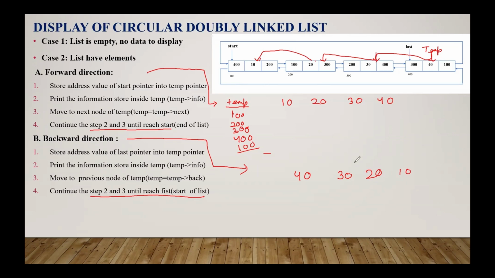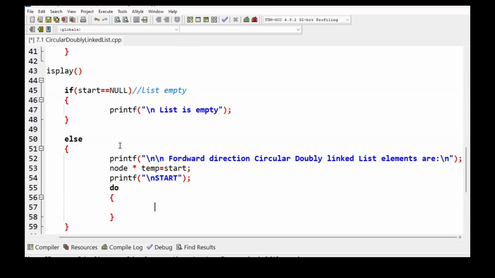So this is the way we can print the list in backward as well as forward direction. Next, we have to implement both algorithms, insert into the first position and display, in the C language. As it forms a loop, that's why we have to print the data with the help of a do while.